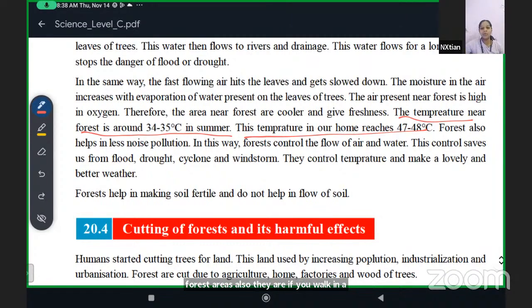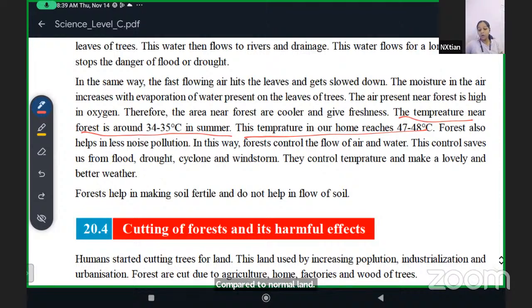Which also doesn't heat up the land too much. Because of the shade of the trees, the heating up of land, like it does in a normal region, won't happen much. Due to which the atmosphere, the air in the forest is cooler compared to our home, compared to normal land. Forest also helps in less noise pollution.